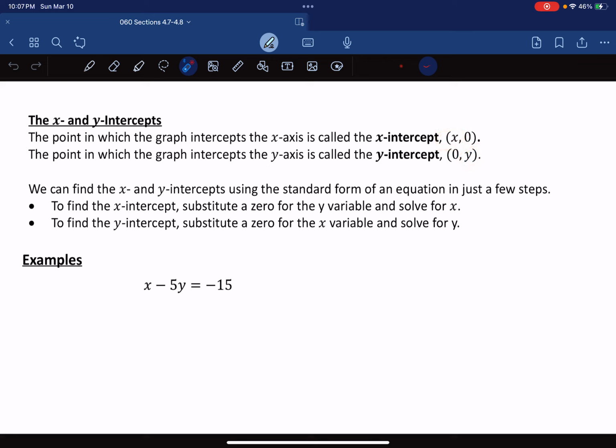If that doesn't make sense, hopefully it will in a few minutes after we look at some examples. We are going to look at the equation x minus 5y equals negative 15, and we're going to find the x and y intercepts for this equation. I have some steps here, bullet points really, that will help us. To find the x-intercept, we're going to substitute a 0 for the y variable and solve for x. And to find the y-intercept, we're going to substitute a 0 for the x variable and solve for y.